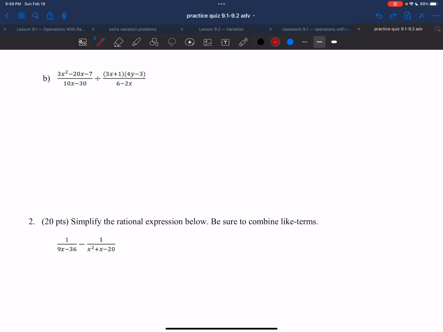Okay, going on to letter B. I got a simple division problem of 2 rationals. This is actually technically a complex fraction because I could write this whole thing over this 3x plus 1, 4y minus 3 over 6 minus 2x, you see, because that's what I'm doing. I'm dividing 2 fractions. But we just wrote this with the division sign to make it easier to read. So we'll just do keep, change, flip, okay? That will handle the division sign. That way we're not too worried about our fraction. So we're going to multiply.